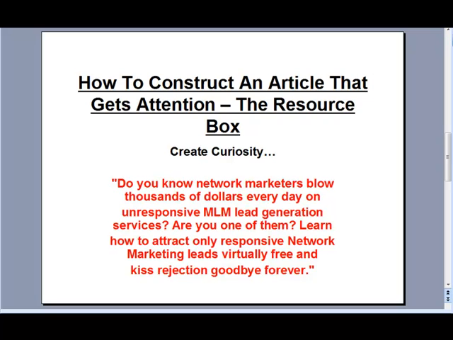And then we're giving them the solution by learning how to attract only responsive network marketing leads virtually free and kissing rejection goodbye forever. Now, do you think they would be curious to find out more? In most cases, yes, and you have a great chance of getting them to click through to your article. Now, this resource box may be just a fraction long, so you'll need to play with it a little bit. A lot of article directories have a limit on the number of characters you can use, and by the time you've put in a couple of links, you may just need to tighten it up a bit, but that's the type of resource box I'm talking about, creating curiosity.